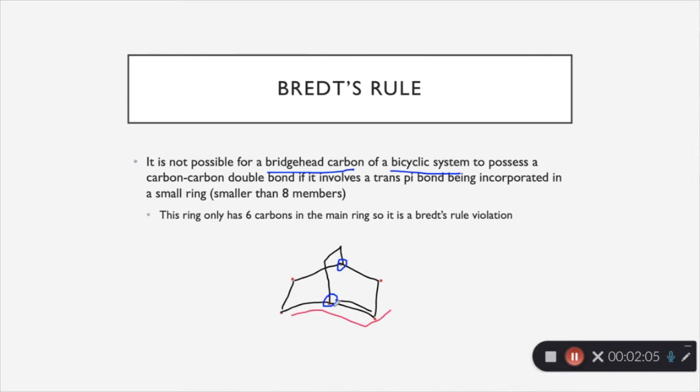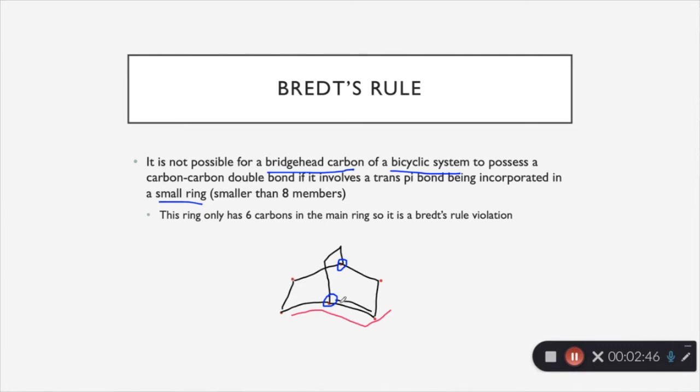And then we have a carbon-carbon double bond right here. So these are the pieces being incorporated into this. Also, it says a small ring, and small is considered smaller than 8 members. In this case, the big ring only has 6 carbons, so that's considered a small ring. All right, let's go back to what this is saying. It is not possible for a bridgehead carbon, so these carbons right here, of a bicyclic system to possess a carbon-carbon double bond right here if it involves a trans pi bond being incorporated in a small ring.